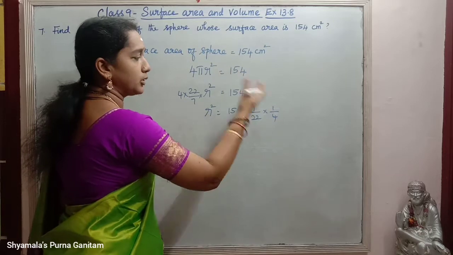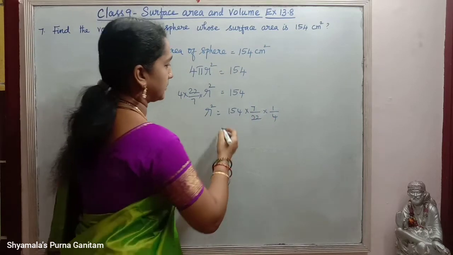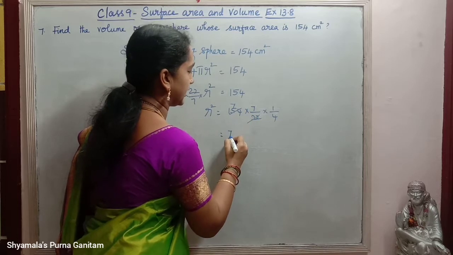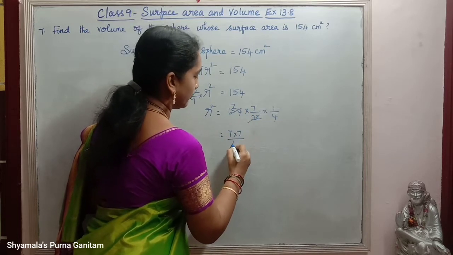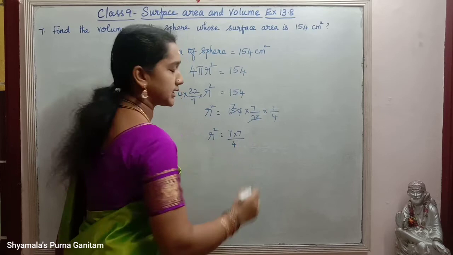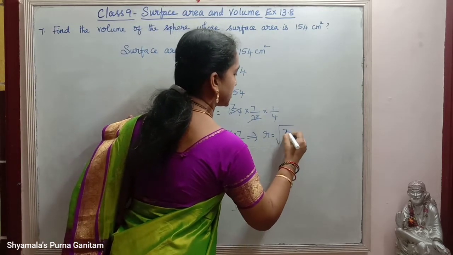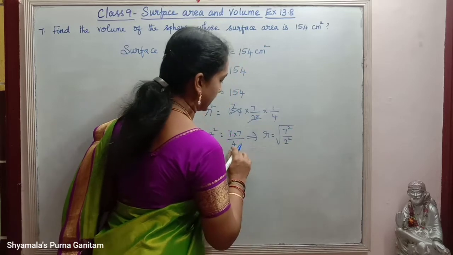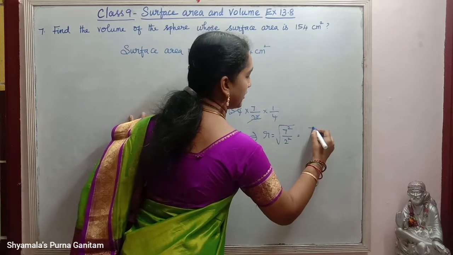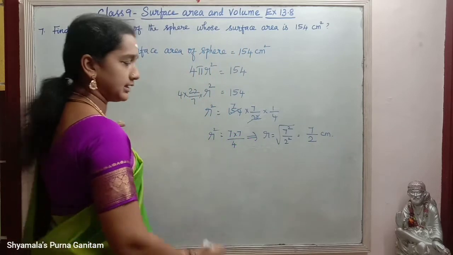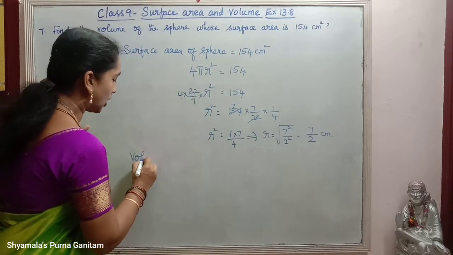When we bring it to the other side, it will be the reciprocal. So here 22, 7 times we will get. So here we will get 7 into 7 by 4. r squared is 7 into 7 by 4. So we will get r is equal to root of 7 squared by 2 squared, because 4 we can write as 2 squared. So r we will get as 7 by 2 centimeter. This is the radius. Now we will find the volume of the sphere.